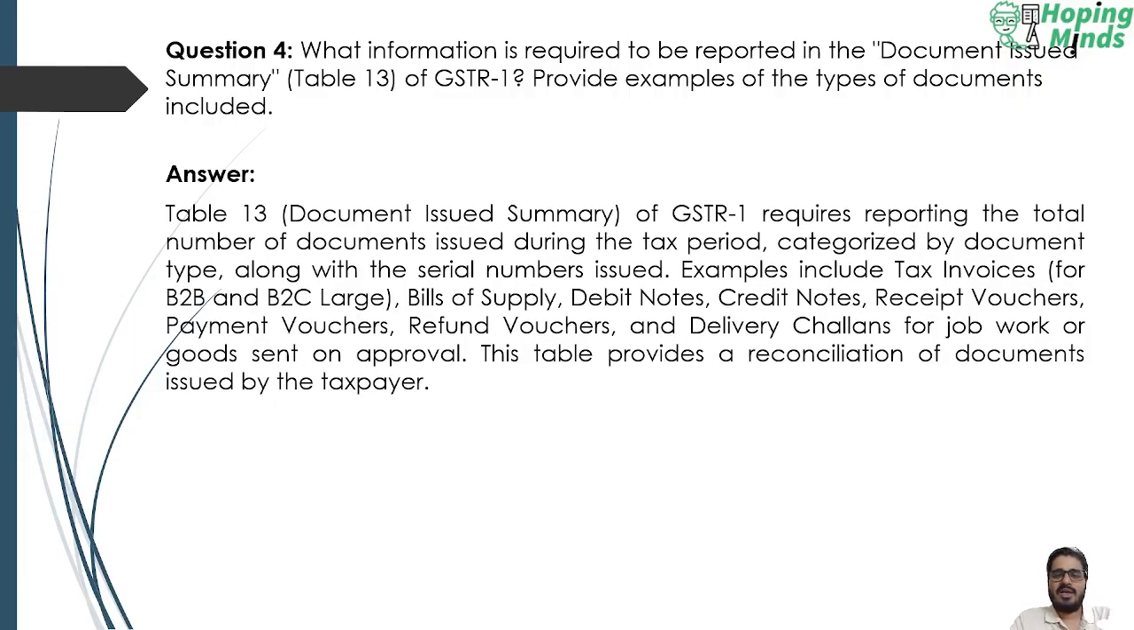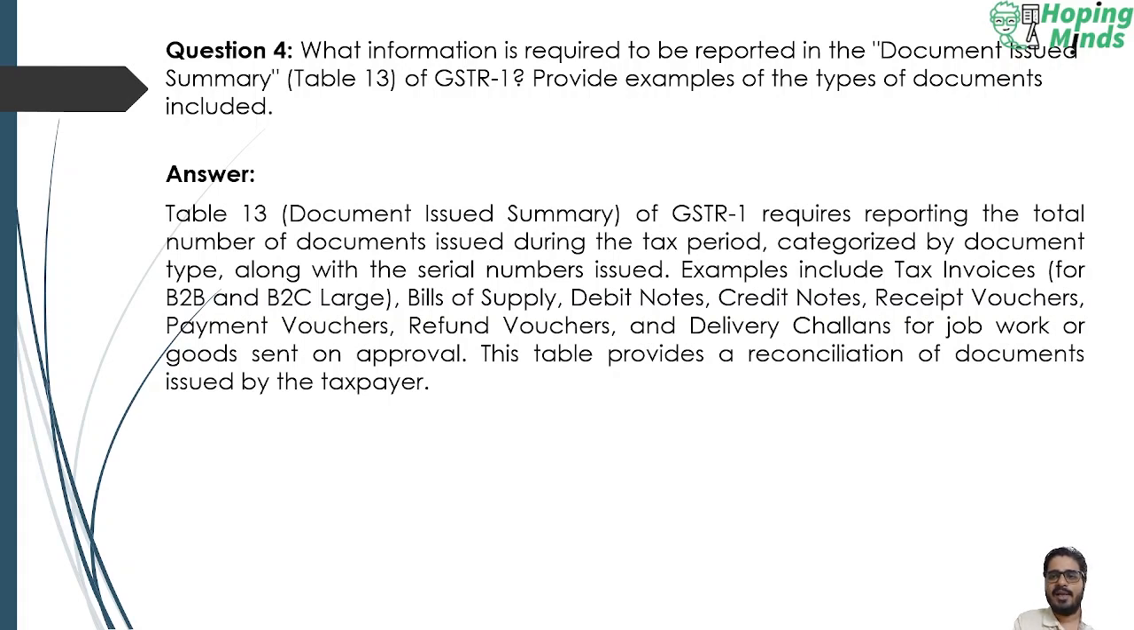So the document series must be carefully drafted. So table 13 document issued summary of GSTR 1 requires reporting the total number of documents issued during the tax period. It is categorized by document type along with the serial number issued.